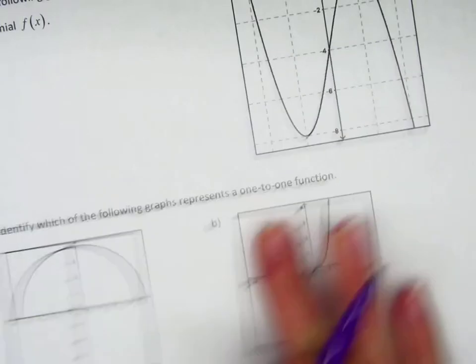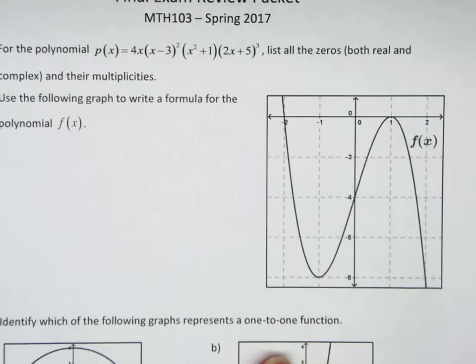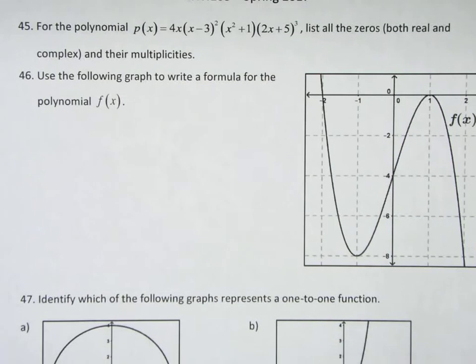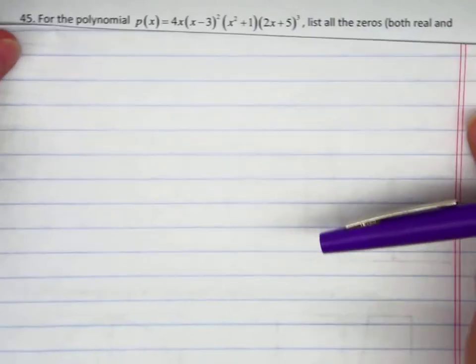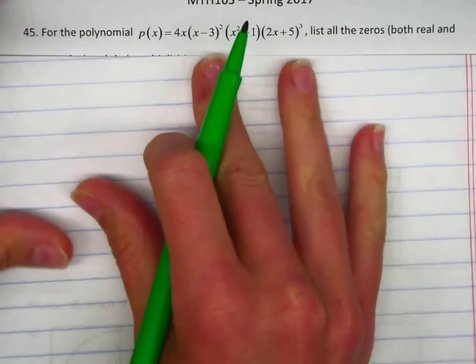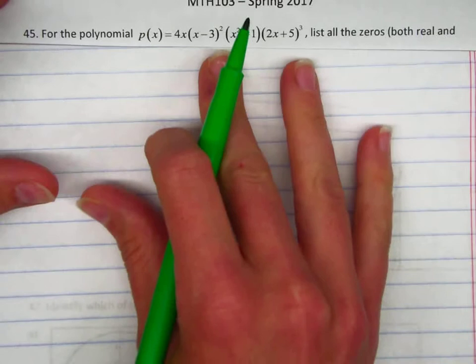For 45, we're going to list all the zeros here, both real and complex. So we're just listing every single one of them. What's nice is this is already in factored form. Does it want us to list... Oh yeah, and their multiplicities.